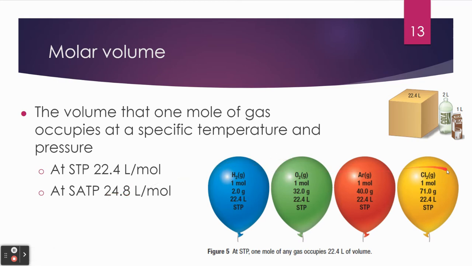If we look at these balloons here, they're all at STP. For each of these gases, we fill them up with 1 mole of H2, 1 mole of O2, 1 mole of argon, 1 mole of Cl2. They have different masses because they have different molar masses, but because they're all 1 mole at STP, the volume they take up is 22.4 liters. It doesn't matter which gas it is. If it was SATP instead, these would have expanded to 24.8 liters. This is for 1 mole of the gas that you're studying.